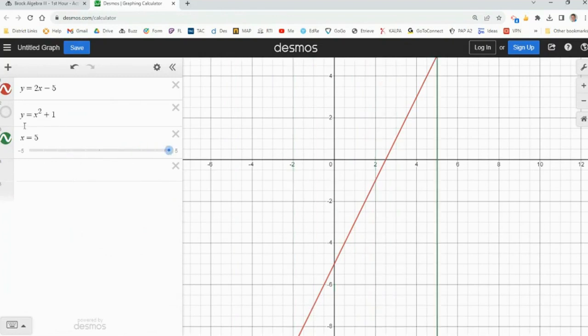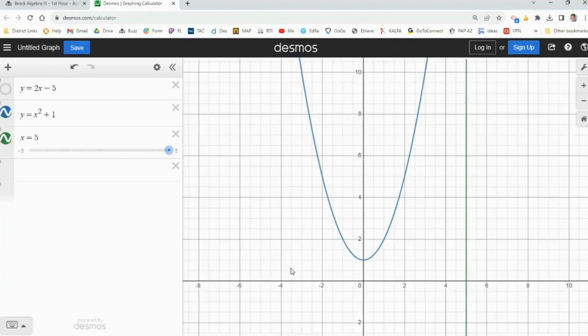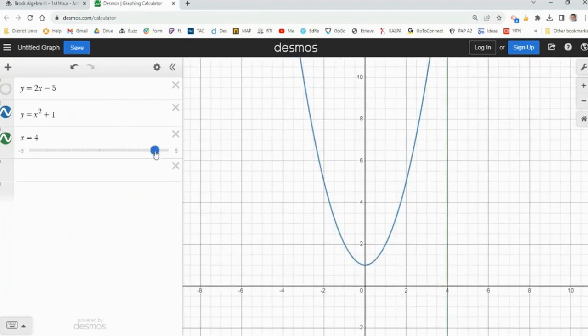If I look at the other one, it's only going to touch it once as I move it left or right. So this passes the vertical line test. Nowhere does it touch it more than once.